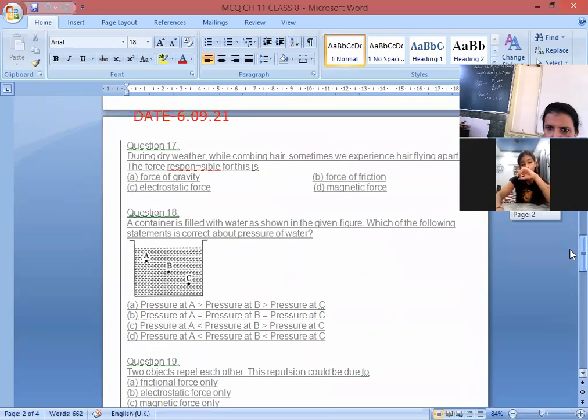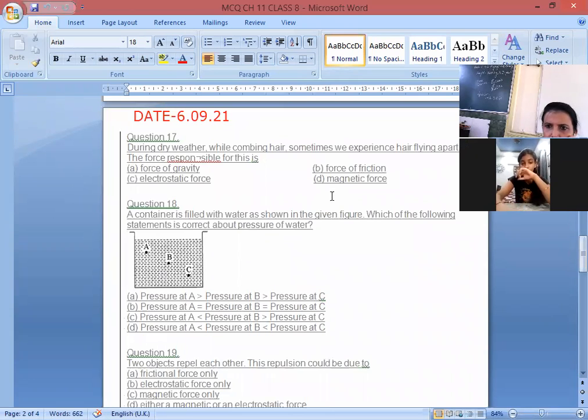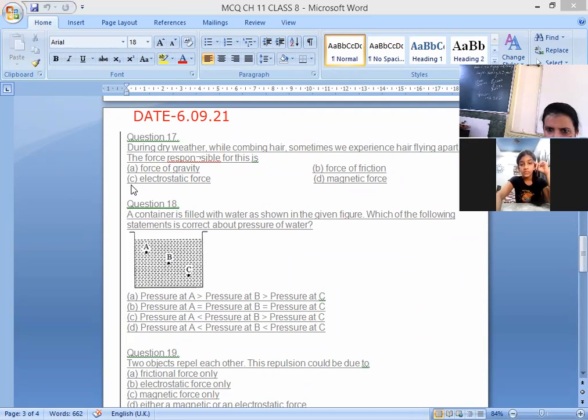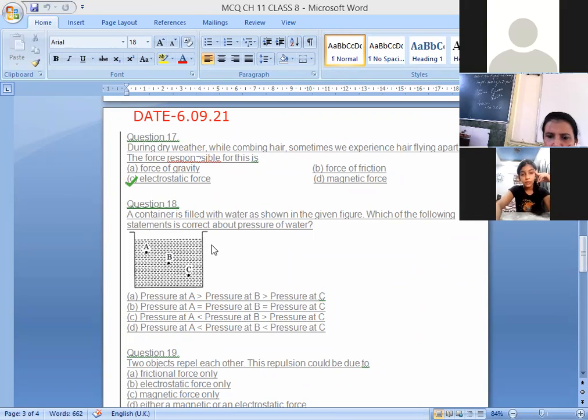Question number 17. During dry weather, while combing hair, sometimes we experience hair flying apart. What can be the reason for it? So it will be the electrostatic force. Read questions number 18 and 19 and try to give the answers for them.